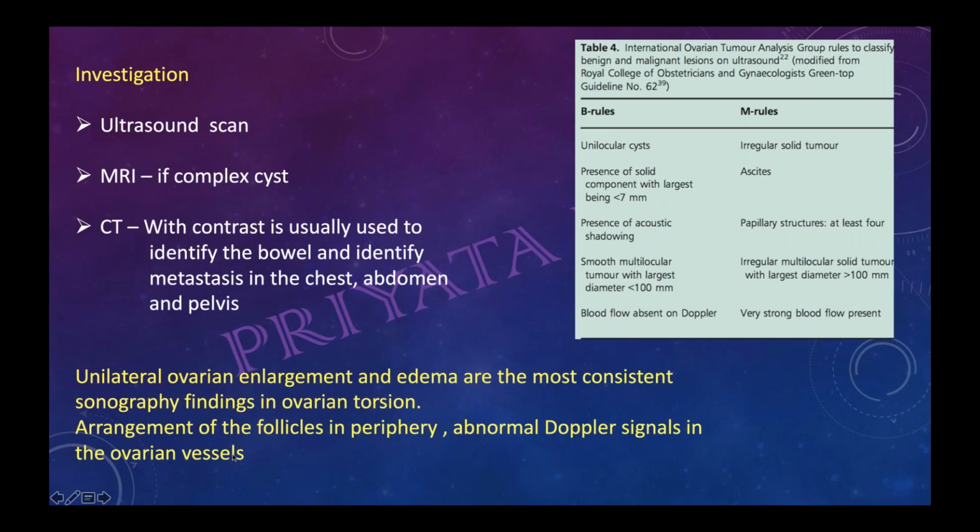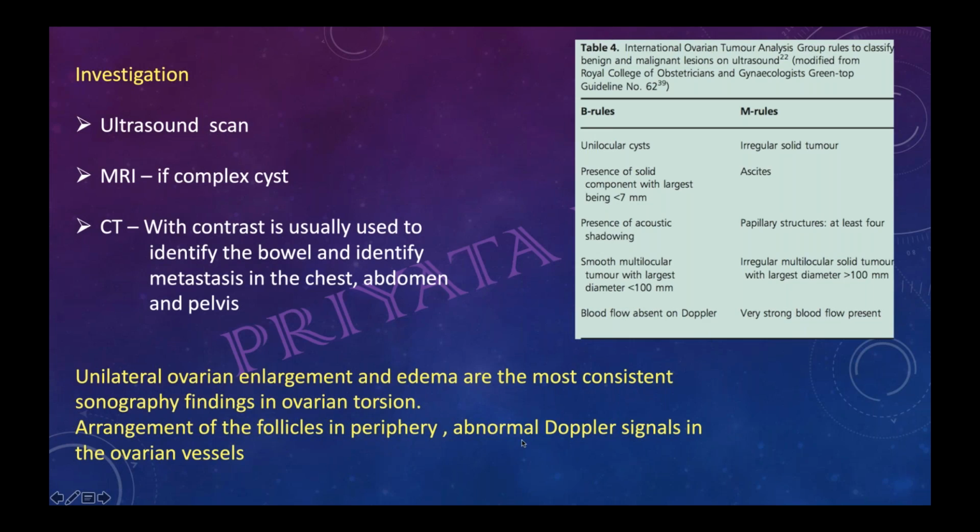Apart from this, on the scan, if there is unilateral ovarian enlargement, that means only one ovary is very big and edema is there. So a big ovary with edema would be a suggestion of ovarian torsion. Okay, and also on ultrasound, usually when we see the ovary, follicles are present all over, but in this particular condition follicles are pushed to the periphery, so an arrangement of follicles in the periphery will be seen on the USG scan.